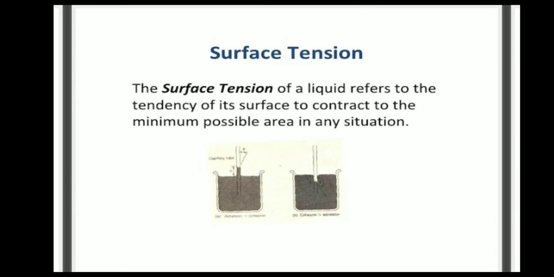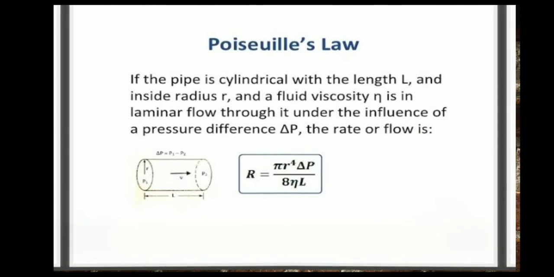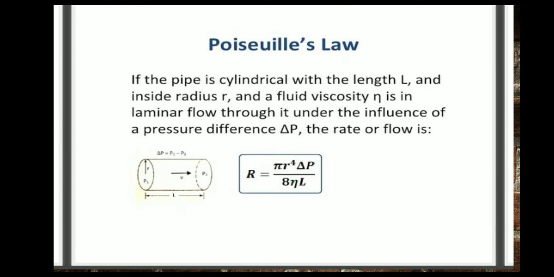The surface tension. The surface tension of a liquid refers to the tendency of its surface to contract to the minimum possible area in any situation. Poiseuille's law. If the pipe is cylindrical with length L and inside radius R, and a fluid of viscosity eta is in laminar flow under the influence of a pressure difference delta P, the rate of flow is R equals pi R to the fourth delta P divided by 8 eta L.